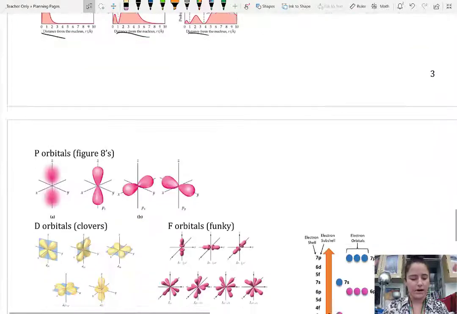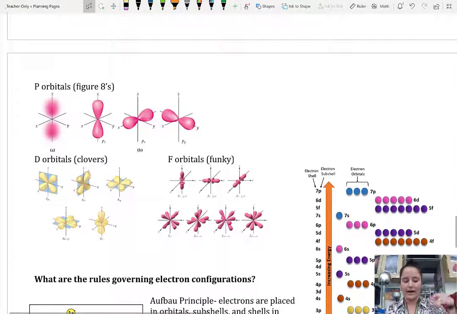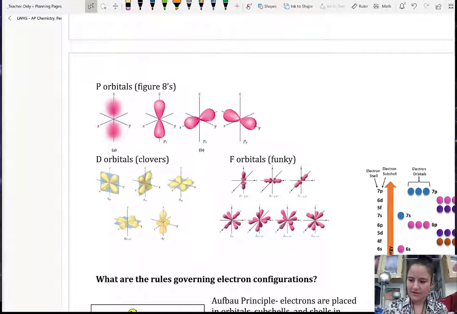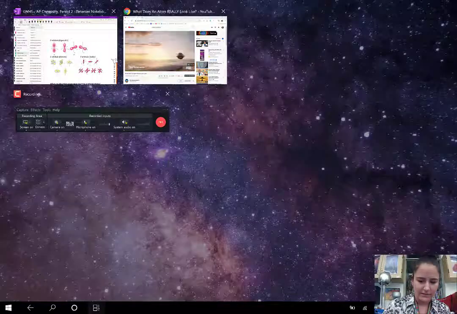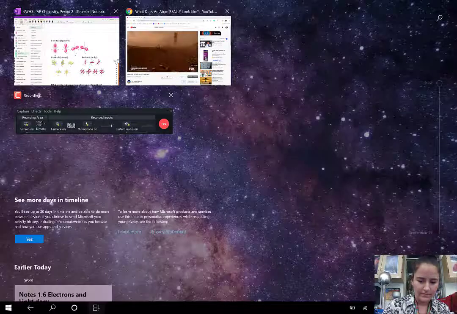So, p orbitals are those figure eights along the x, the y, and the z axis. D orbitals are clovers, and f orbitals are just... Possible Worlds is essentially going to pick up where the last Cosmos series left off. We're ready to set sail again.